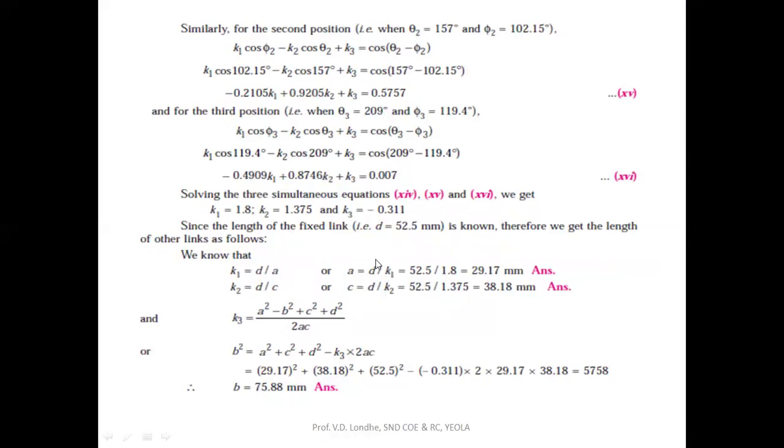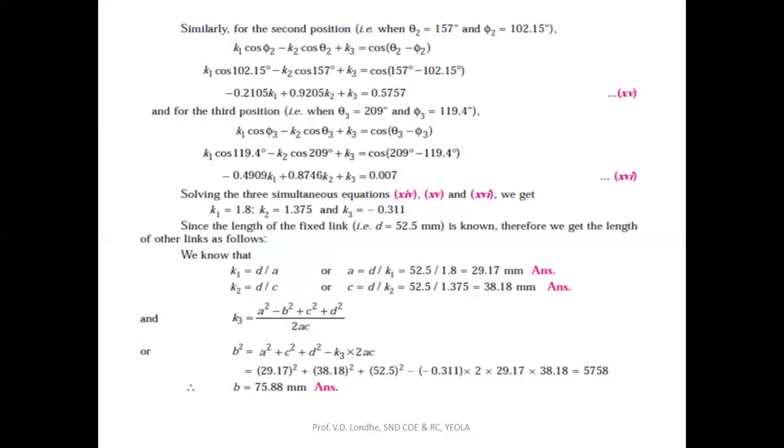By knowing the fixed link length, we will get the other link lengths also. This is the length of A, that is the crank, C is the coupler, and B is the rocker, and the corresponding part. The fixed link is already given, that is 52.5 mm. In this way we get the values by the Freudenstein equation, and first of all we have to find the precision points by the Chebychev spacing method. So the synthesis problems can be solved by using both methods, first Chebychev spacing, then the Freudenstein equation.